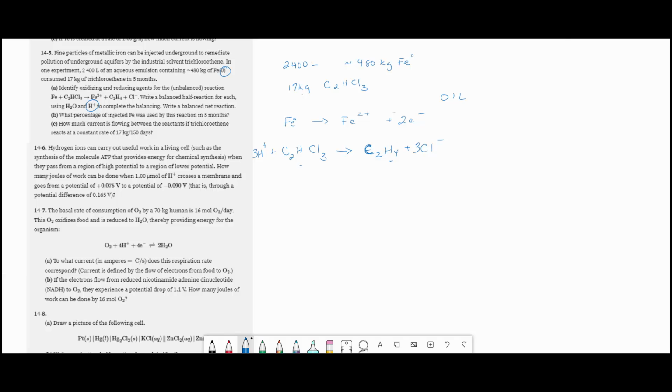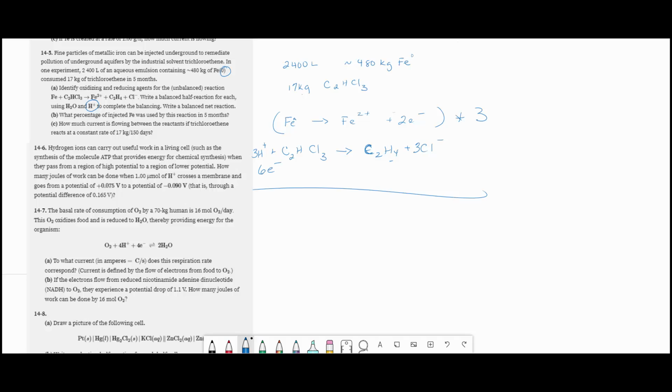Now I need to balance the charge. I already did the charge for the iron. So let's look at this trichloroethene business. So I have a 3 positive on the reactant side, and on the product side, I have a 3 minus charge because that's from the chlorine, 3 minus. So in order to get this to balance, I must need 6 electrons over here because that will give me a net of 3 minus, and then my charges are balanced. So now I need to balance my electrons, and in order to do that, I'm going to multiply this half reaction through by 3 because that will give me 6 electrons on the product side.